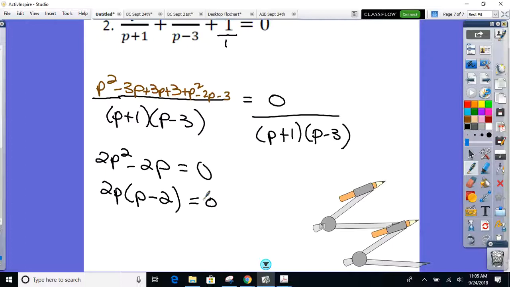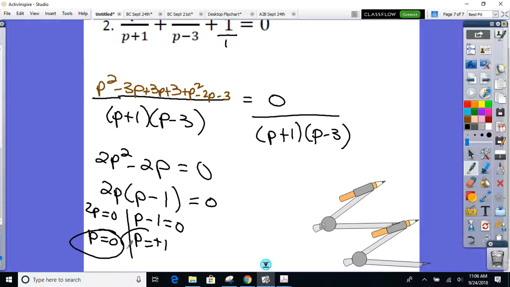One, calm down. One. Okay, so over here, 2p equals 0. P minus 1 equals 0. So over here, what's my answer? P equals 0 and p equals 1. And we talked, store it into your calculator, do the left side, make sure it equals the right side for both of them. If your calculator comes up with an error, you got to reject one of them.